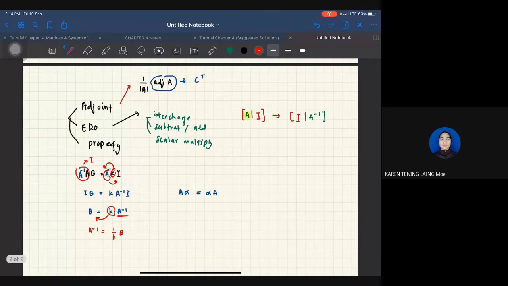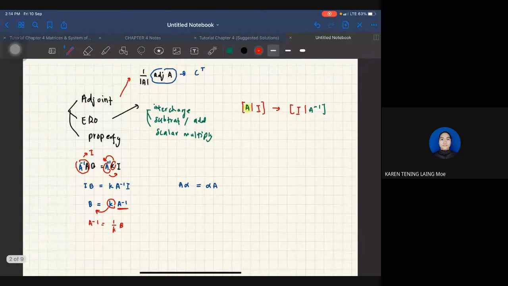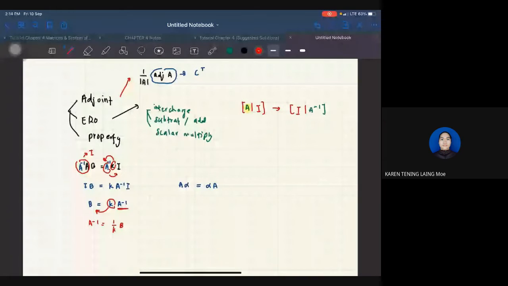Inverse matrix kan, dia boleh tak untuk matrix yang bukan square matrix? Contohnya macam 1 by 3, 2 by 3, 3 by 1, semua tu. Boleh tak? Siapa ada jawapan? Siapa nak teka? Tidak. Okay, orang lain?